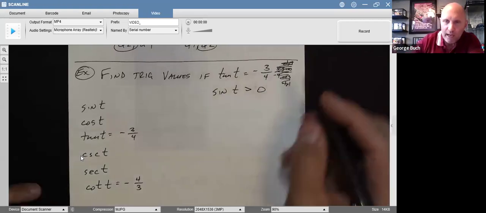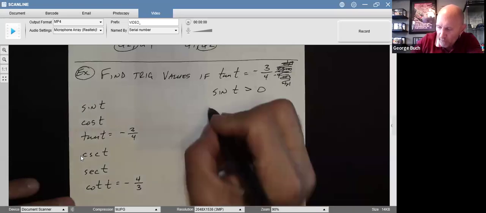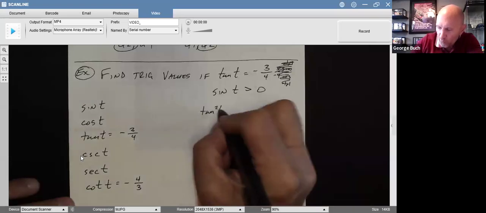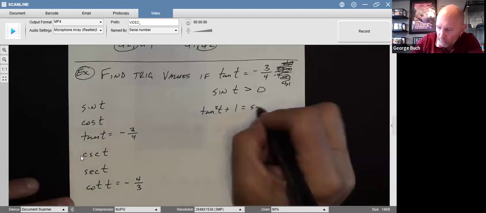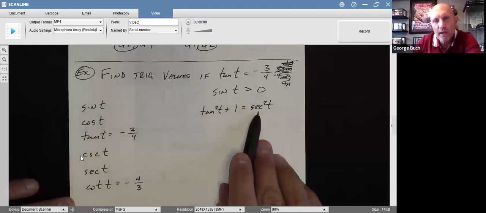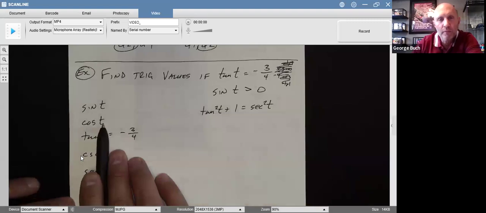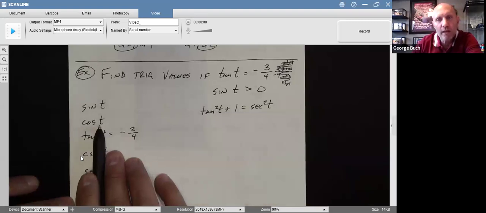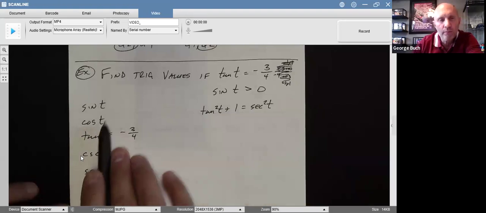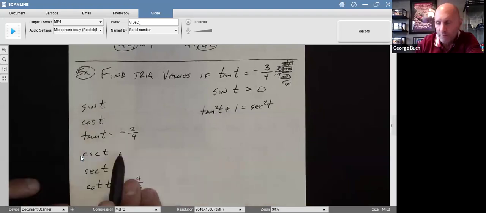So that's when, okay, I'm stuck. So what do I do? All right, use Pythagorean identities. So we have what? We have tangent squared plus 1 is secant squared of t. So this will give me secant. And then once I have secant, I can figure out cosine because it's just the reciprocal. And then once I have cosine, I can use the Holy Grail and calculate sine. And once I have sine, I can take the reciprocal for cosecant. So I just have to do some fraction math here.